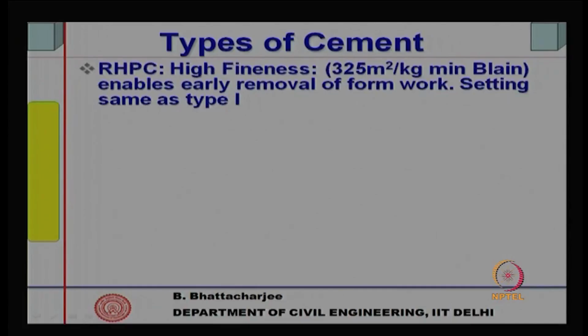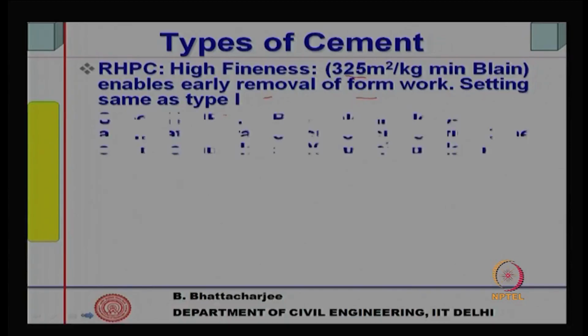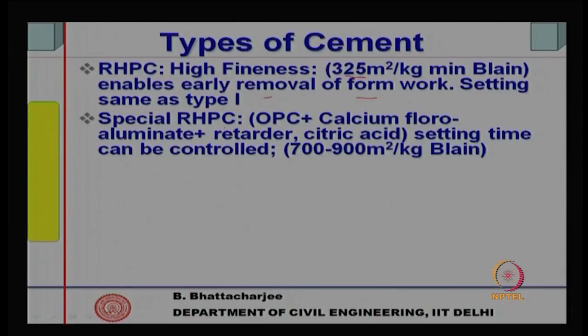Physically, rapid hardening Portland cement has high fineness, 325 meter square per kg minimum, and blends enable early removal of formwork. Setting is the same as type 1, as I mentioned. Special rapid hardening Portland cement is OPC plus calcium fluoroaluminate and a retarder, sometimes citric acid. Setting time can be controlled. It has a very high specific surface, 700 to 900 meter square per kg.